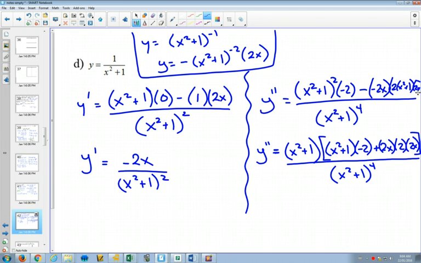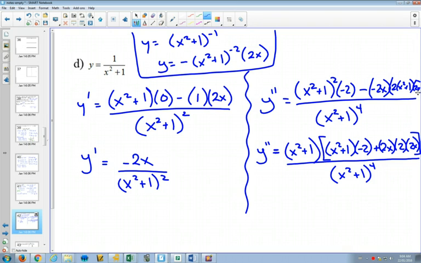Now when we do our second derivative, the bottom stays the same, derivative of the top, minus the top stays the same, derivative of the bottom, and the bottom has a chain rule. Sorry, it got a little small there. But the 2 would come out in front, x squared plus 1, and the derivative of the inside would be 2x. And then on the bottom, it gets x squared plus 1 to the 4.